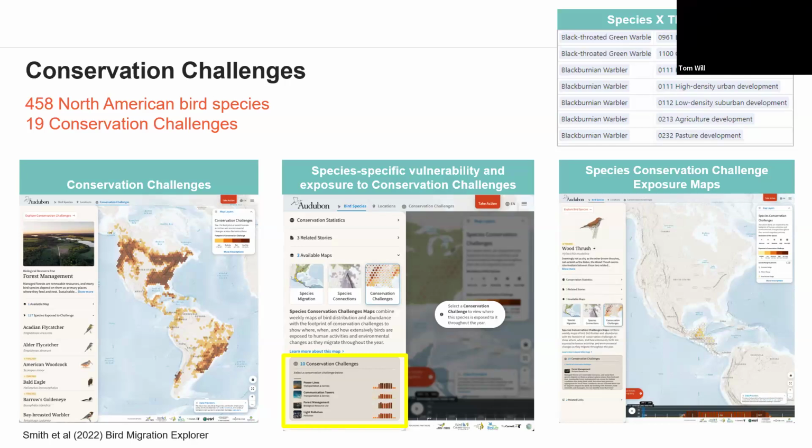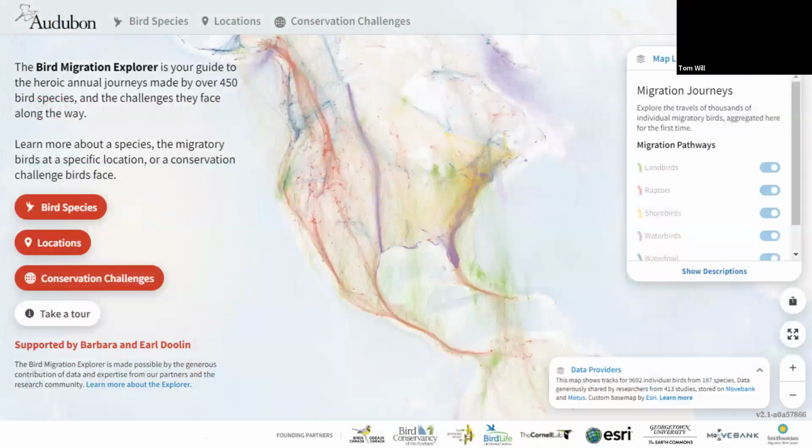We also have conservation footprint maps, and then we have different maps where we actually look at exposure of the species to those conservation challenges. That's sort of, in a nutshell, just different types of products that are available. I'll try to go quickly through for Canada Warbler because I know we're running out of time. We're already behind.